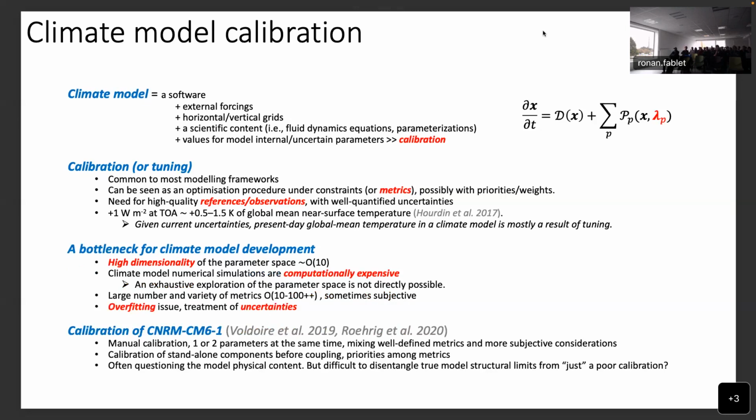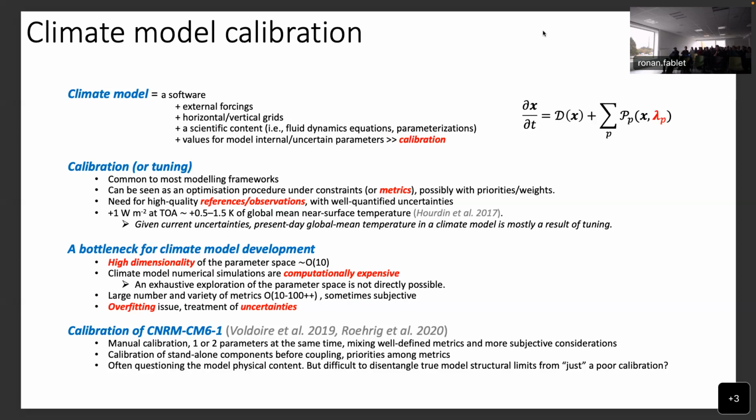So for the CNRM CM6 model, a model we prepared for the CMIP6 exercise a few years ago, which is a model intercomparison project at the international level, we did it over a few years, doing it manually, because we didn't have at that time tools to address it in a more relevant way. This is the subject of the talk.